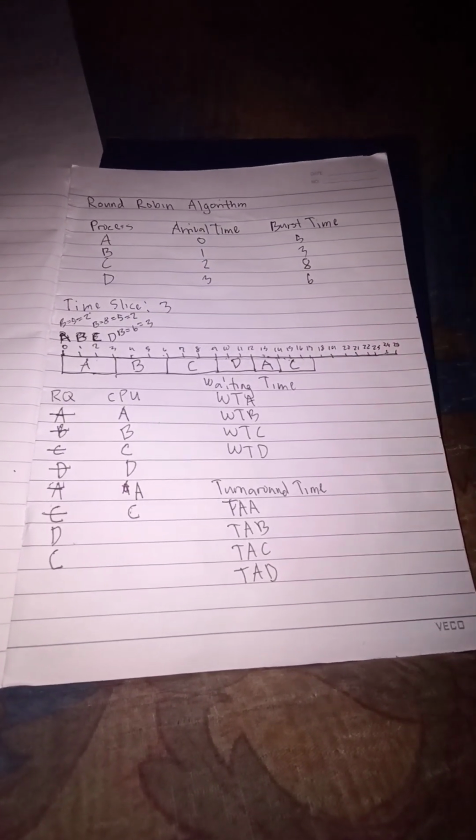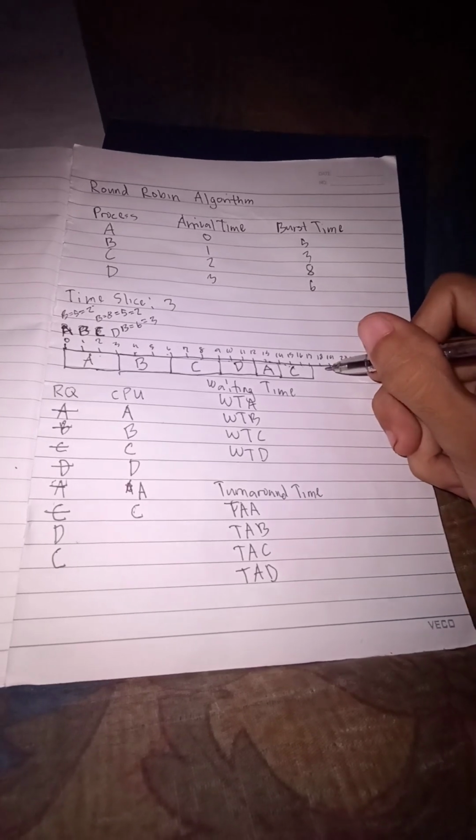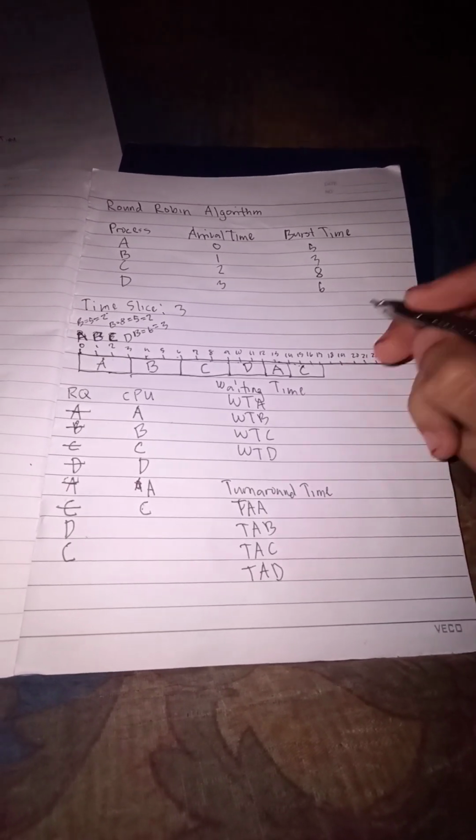So now let's proceed to the process D. Here process D has only 3 remaining burst time left, so we're just going to execute them all. So let's just count 1, 2, 3.